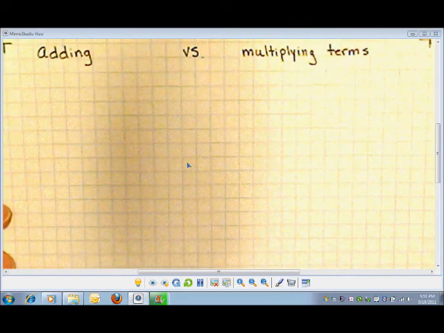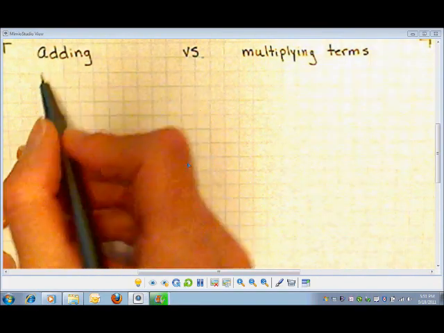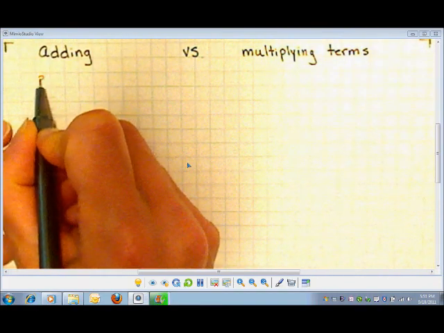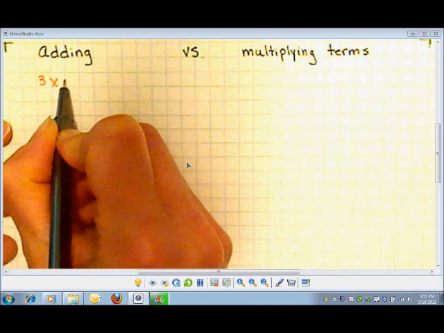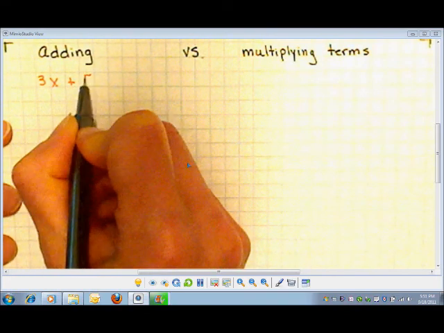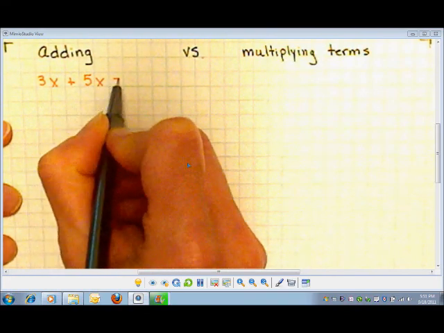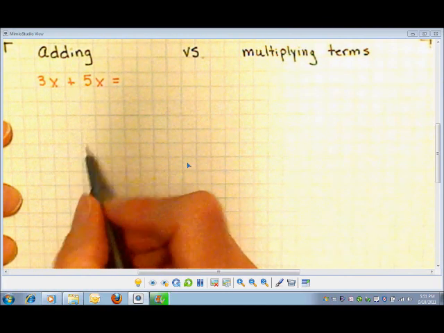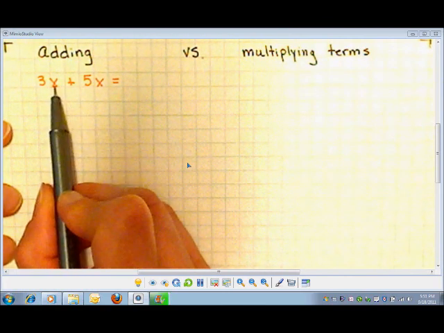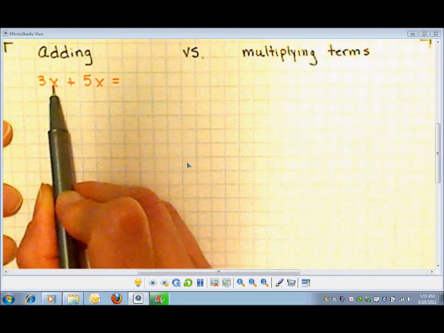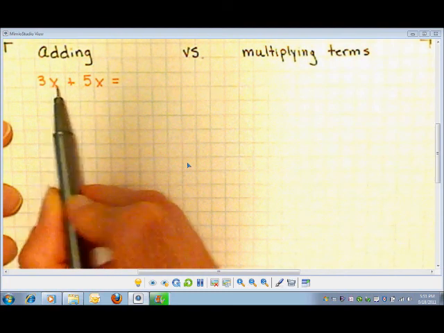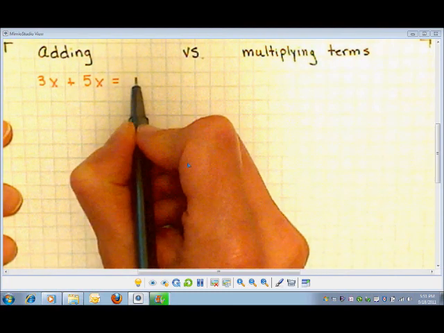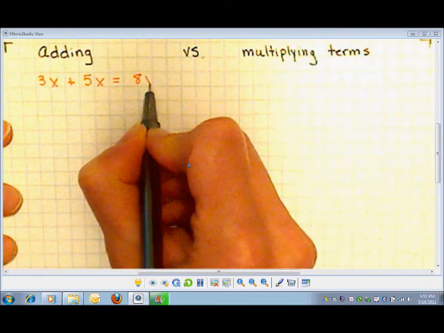So the first terms I want to look at is if I have 3x and 5x. When I add those together, because they have the same literal term, I can add them. So that gives me 8x.